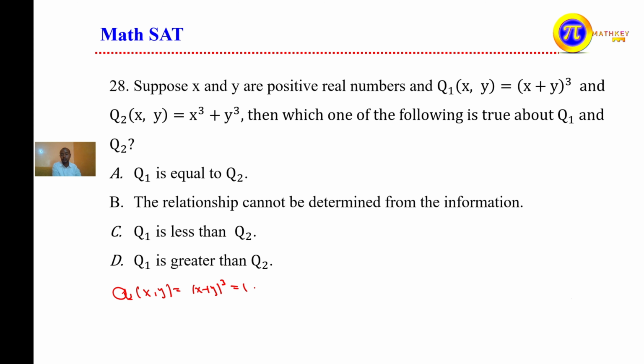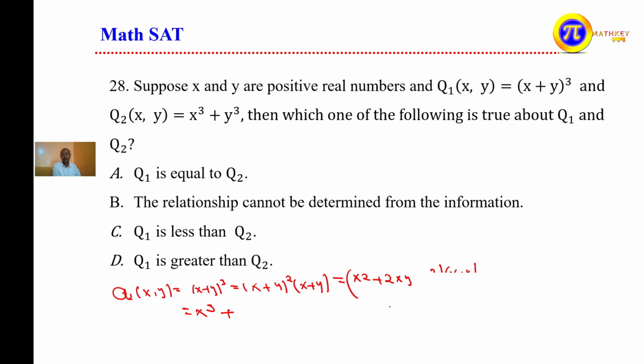Which is equal to x plus y squared times x plus y. Here we go. What does this imply? This implies x squared plus twice of xy plus y squared, times x plus y. Take the product of this one with x plus y. When it takes the product for this, x squared times x is x cubed.